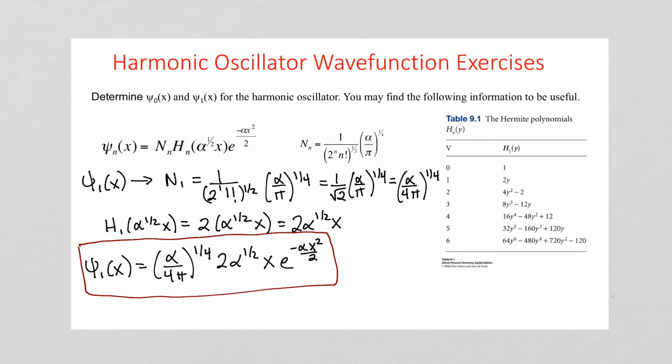This will be good practice with using your table of Hermite polynomials. So see how you do putting together an n equals 2 wave function, and check your answer with the result in McQuarrie. McQuarrie should have a table that lists all of the harmonic oscillator wave functions all put together for you.